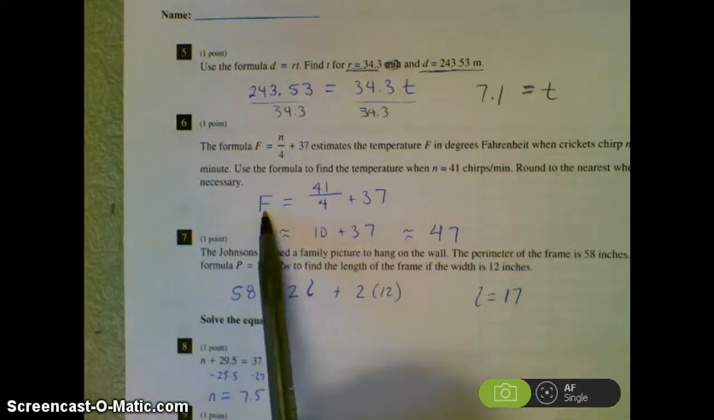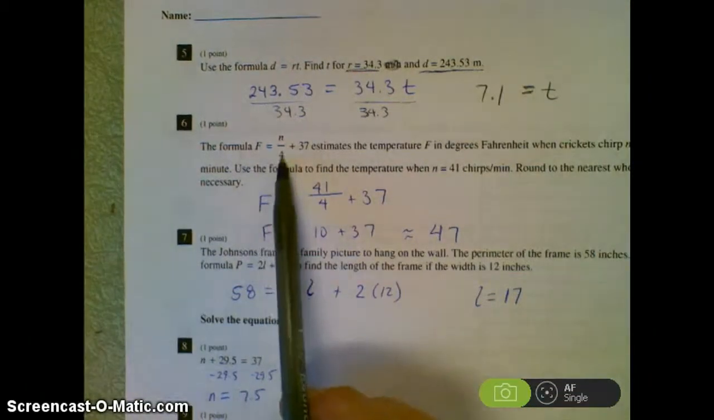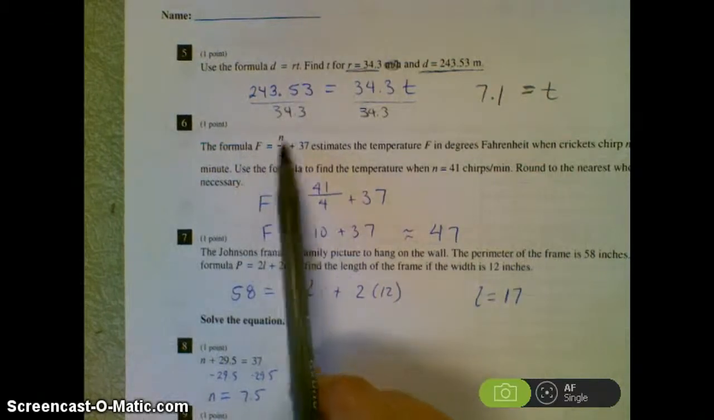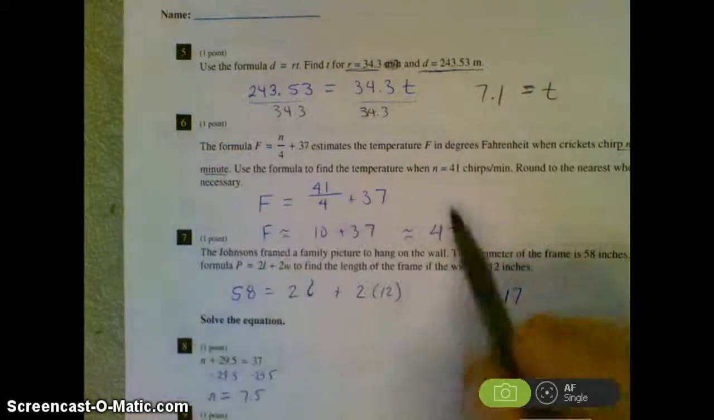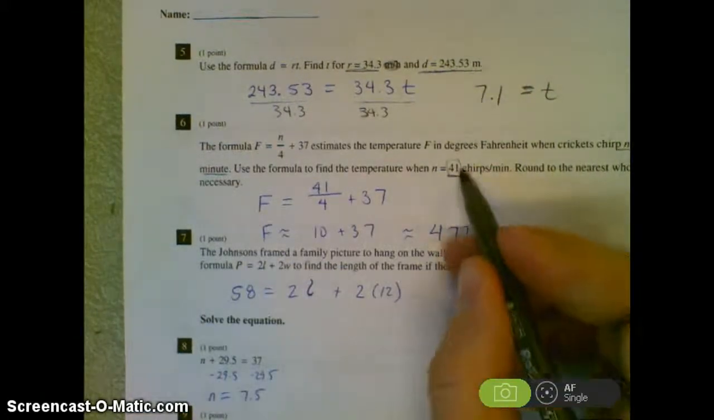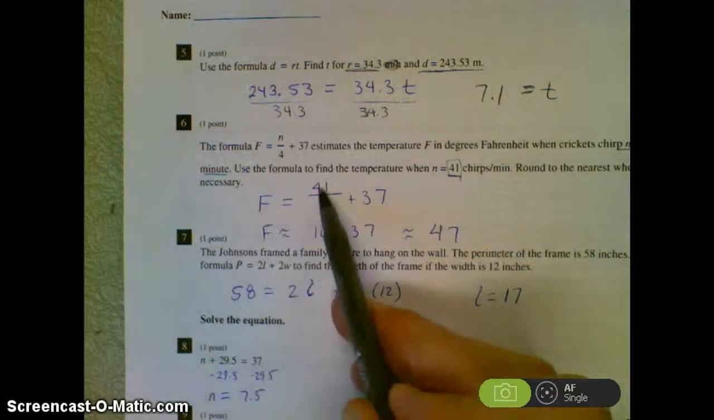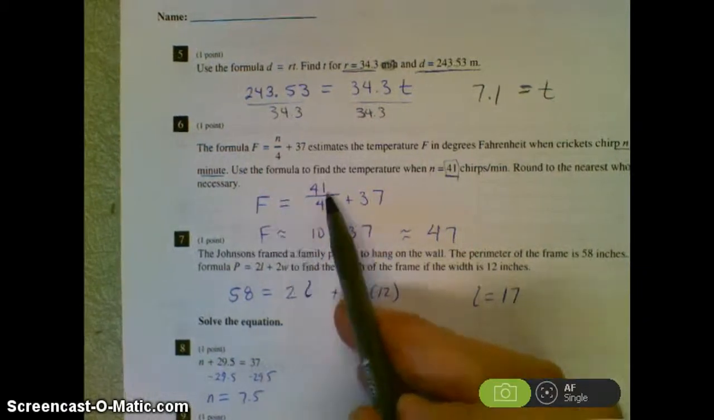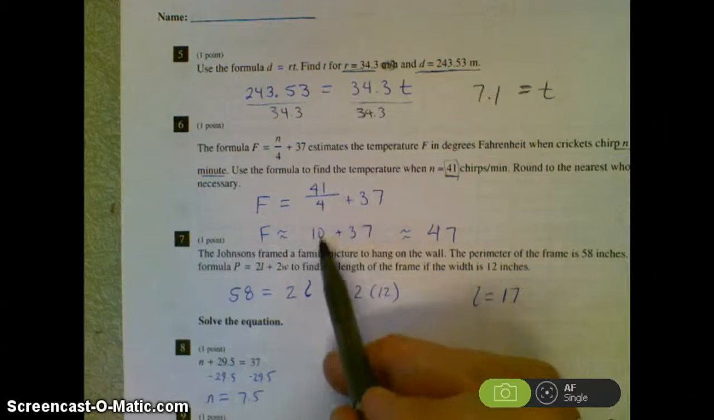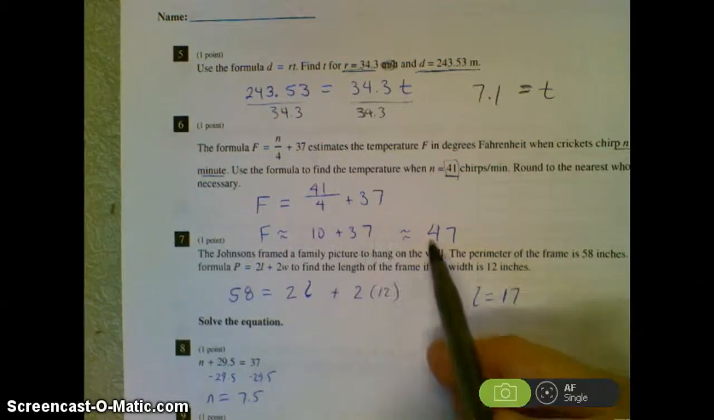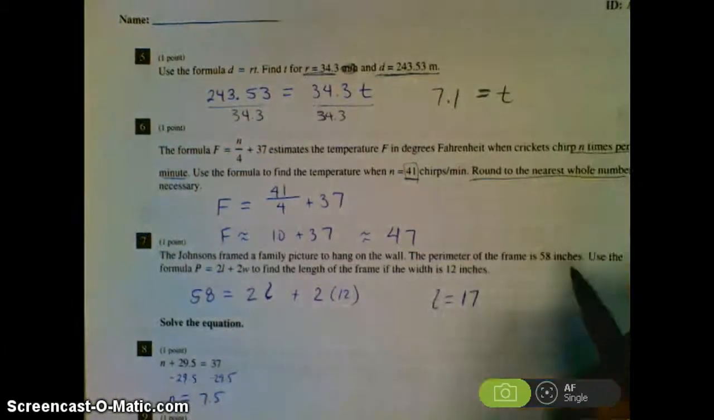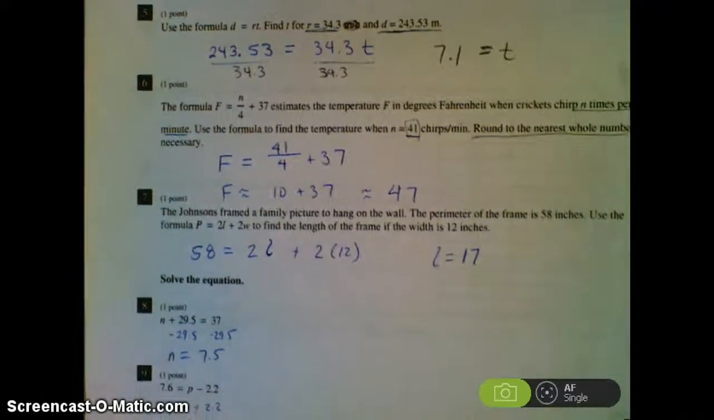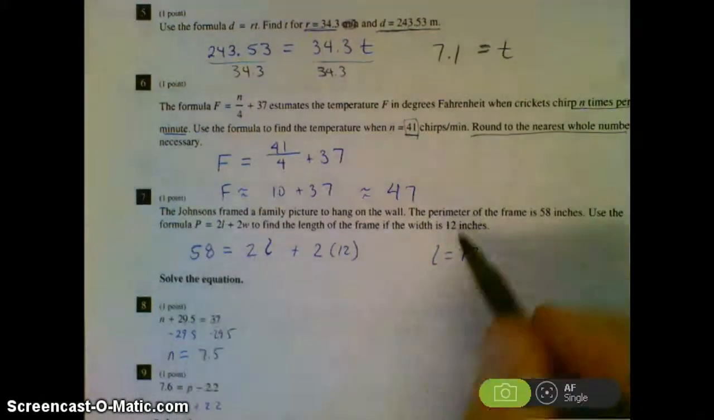I have another formula, f equals n divided by 4 plus 37, where n is the number of chirps per minute. I'm given n, 41. So I just have to replace n in the formula. So 41 divided by 4 is about 10, so I add 10 to 37 and my answer would be 47. The reason I knew I could round like that is because I was told in the problem to round to the nearest whole number.